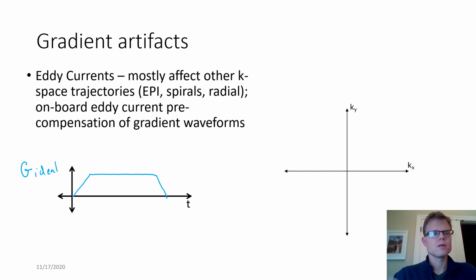But eddy currents are currents that are created, in fact, in parts of the MRI system. They can be created in the B0 magnet. They can be created in other coils. They can be created in some of the shielding. And what happens is that we have some ideal gradient that we think we're playing, but in fact, the actual gradient waveform takes a little bit of extra time. It kind of overshoots maybe the intended value, and then maybe something like this.